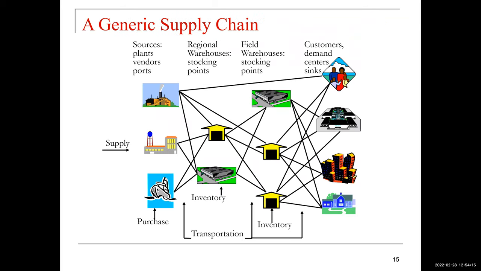A generic supply chain, here's the illustration. You have the sources, plants, vendors, ports that start the supply. And then you have the regional warehouses, stocking points. Warehouses are becoming very popular now in these regional areas for Amazon, Walmart, all these suppliers. Field warehouses, stocking points. So you can also have these types of suppliers that are in between, and then getting into the customers and the demand centers.